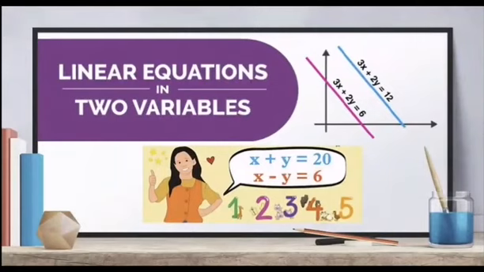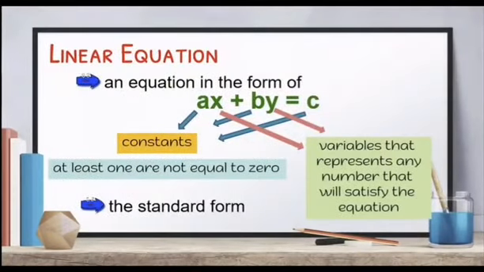Now, let us proceed to the next subtopic, linear equation in two variables. Definition. A linear equation is an equation in the form ax + by = c, where a, b, and c can be any real number, and the variables x and y may represent any number that will satisfy the equation. At least one of a and b is not equal to 0, and in this form, the equation is written in its standard form.